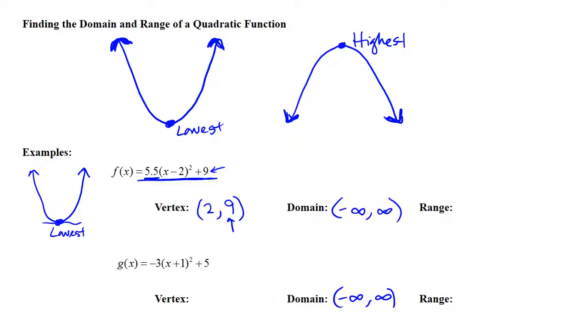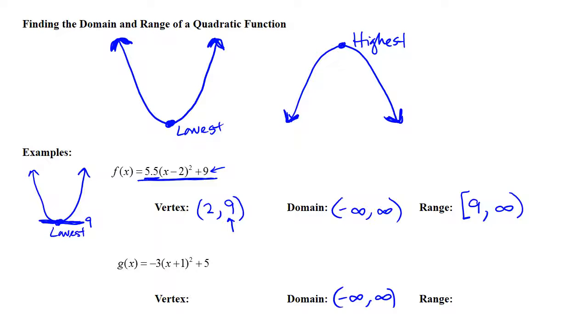The 9 is the y value. That's my lowest value on this parabola. So my range would start at 9 and go up to infinity. We would include the 9 as part of the graph, and remember, with infinity, we always use a parenthesis.